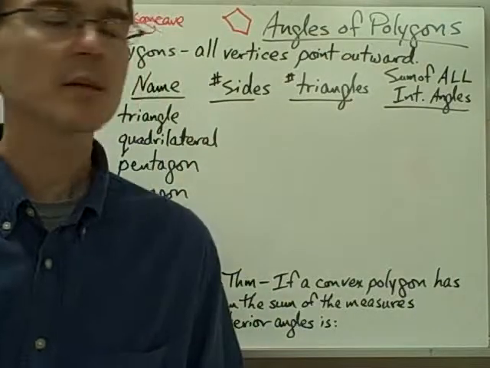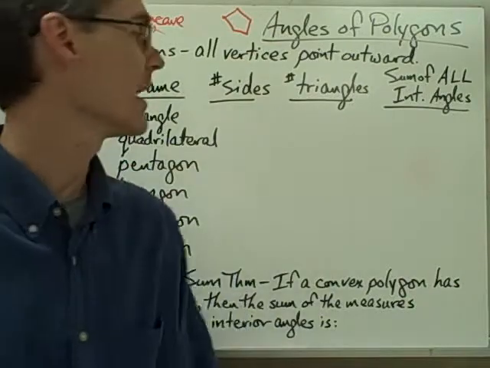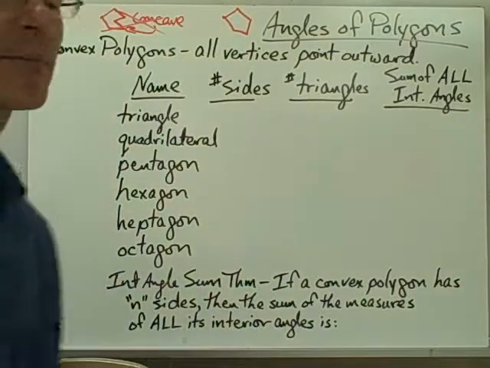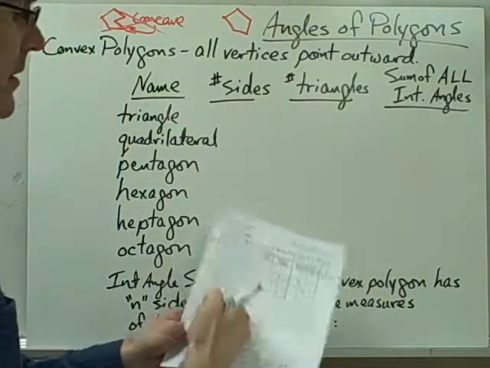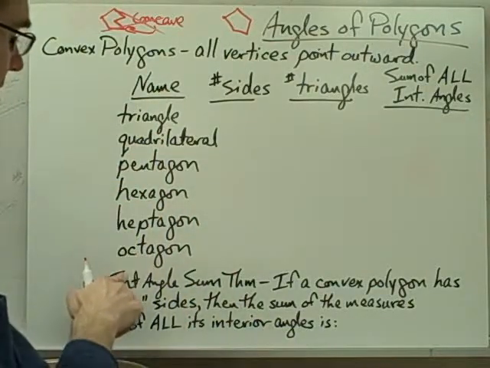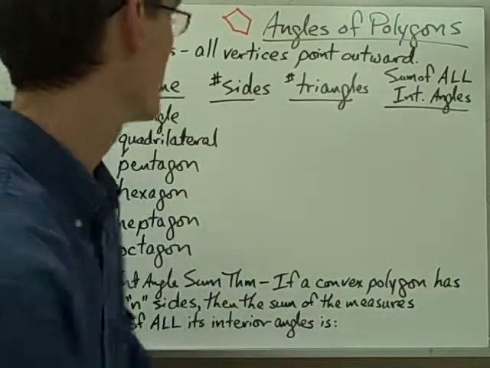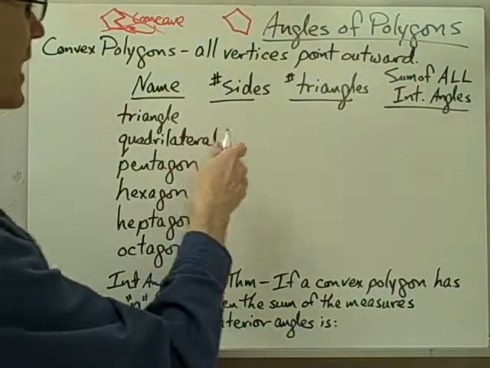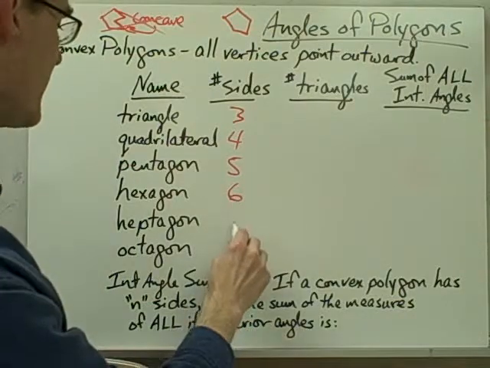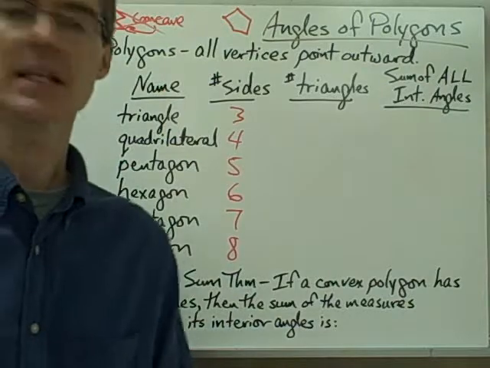So the main thing that we want to look at in this section is some properties of the angles of convex polygons. So you have a table there in your notes, and I want you to fill in these different types of polygons in that second column where it says names. So we're going to have a triangle, a quadrilateral, pentagon, hexagon, heptagon, and octagon. And in that second column you can fill in the number of sides for each one of these types of convex polygons. So a triangle has 3 sides, quadrilateral 4, pentagon 5, hexagon 6, heptagon 7, and an octagon 8.